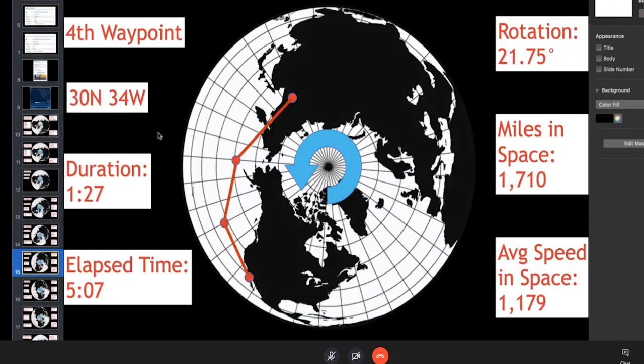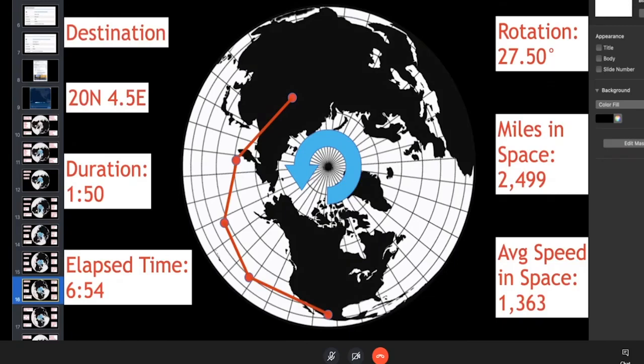Okay, fourth waypoint, 30 degrees north. Took another hour and a half. They went another 1,700 and some odd miles, and the average speed was 1,179. Another increase, another rotation of 21.75 degrees. And the destination, when they finally arrive in Mexico City at 20 degrees north, another hour and 50 minutes. They've reached the elapsed time for the flight, 27.5 degree rotation of the Earth.